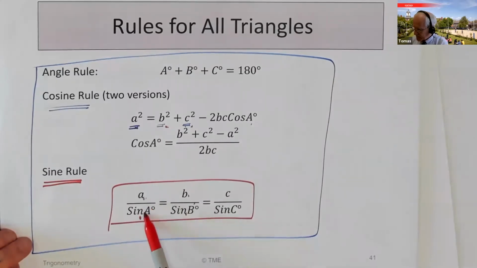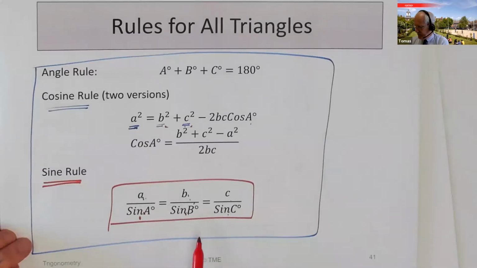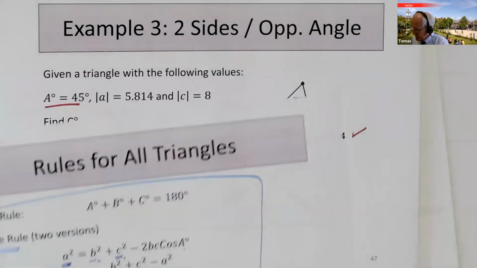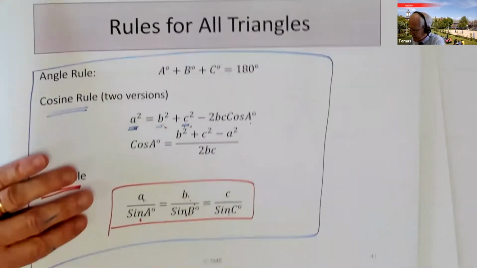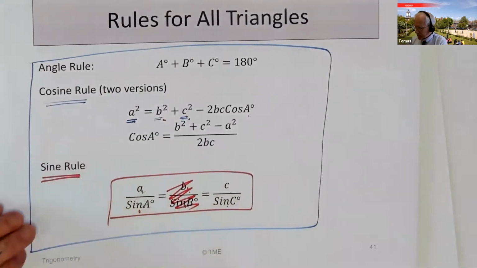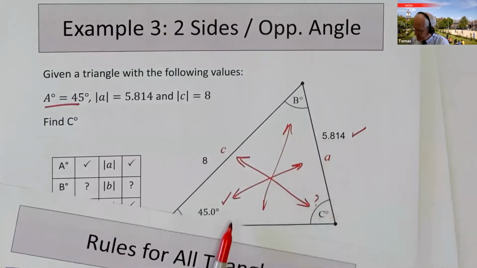A over sine A, B over sine B, C over sine C. I need to know three of these. I don't need to know all six of them. And I don't know anything about B. I don't know the length or the angle. So I'll just put that out there. But A over sine A I know, and sine A I know.